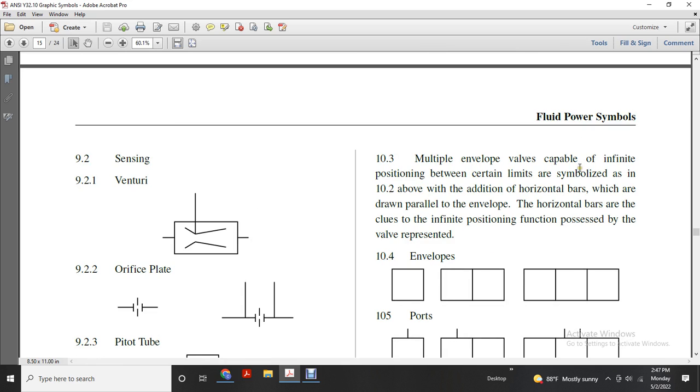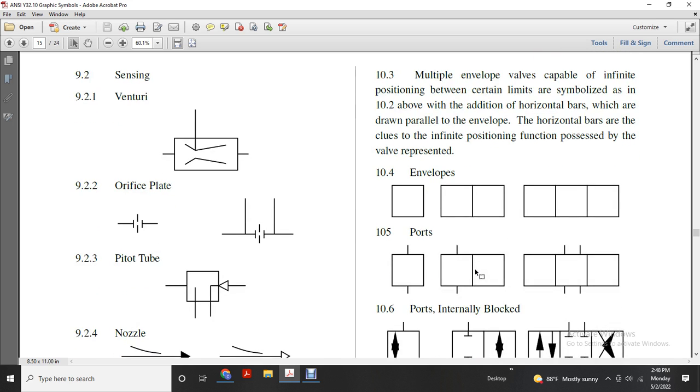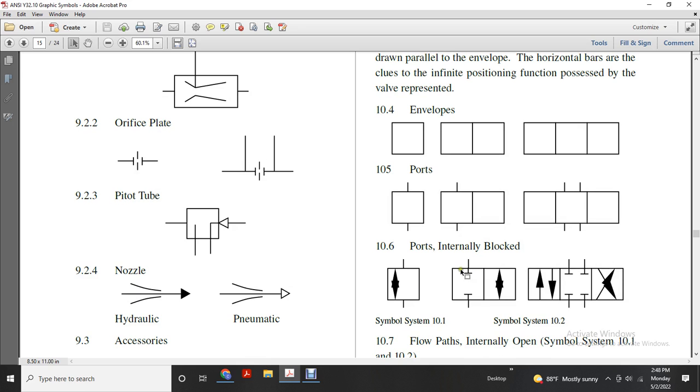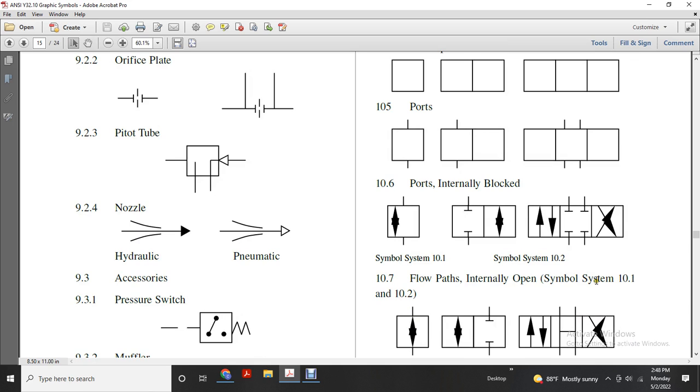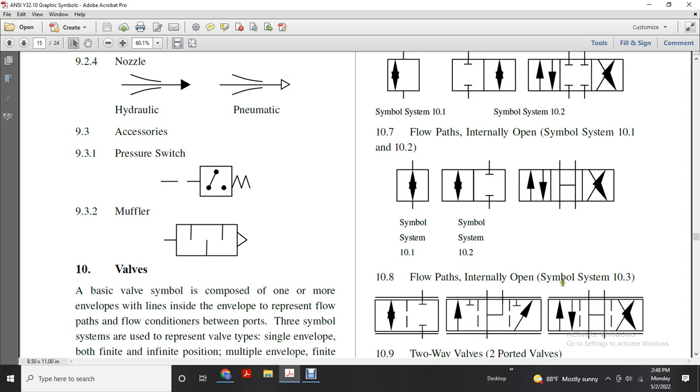10.3: multiple envelope valves capable of infinite positions between certain limits. In symbol system 10.2, additional horizontal bars drawn parallel to the envelope are included with the infinite position function. Valve represented by envelopes and ports: ports internally blocked, symbol system 10.1, symbol system 10.2. Flow paths internally open, symbol system 10.1, symbol system 10.2. Flow paths internally open, symbol system 10.3.